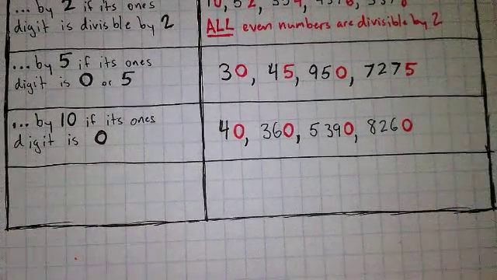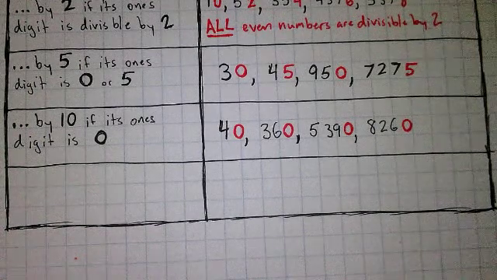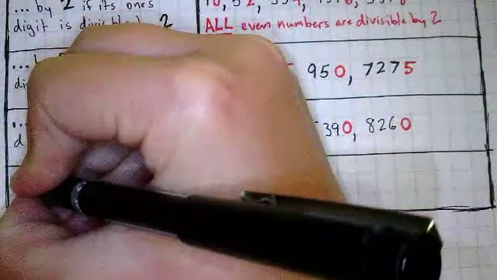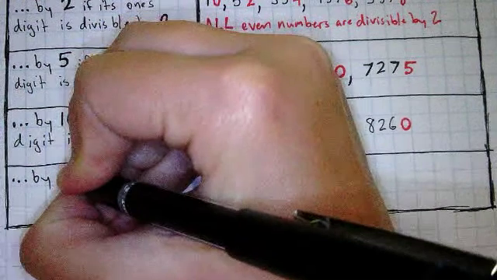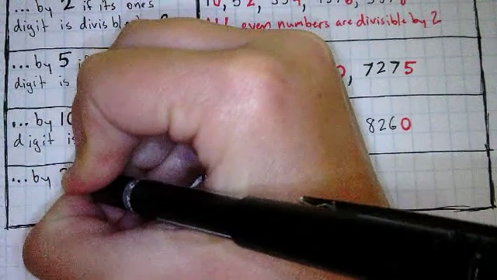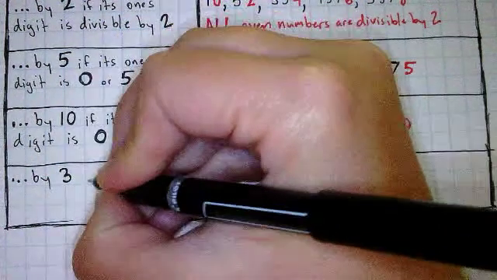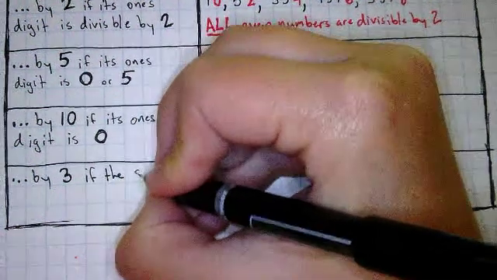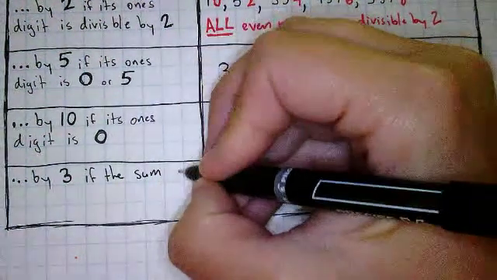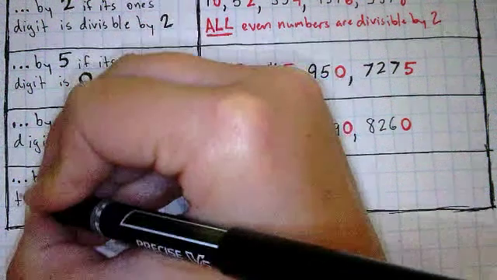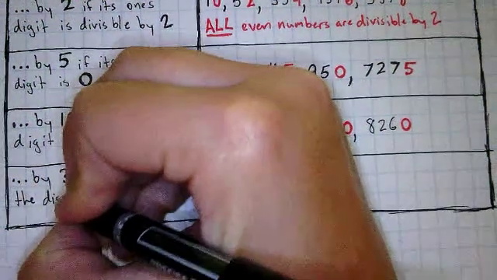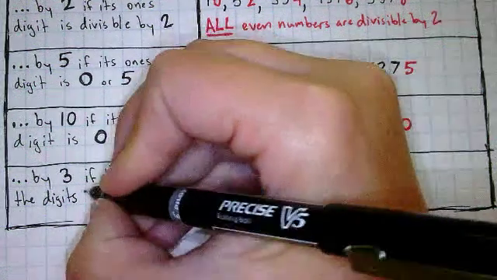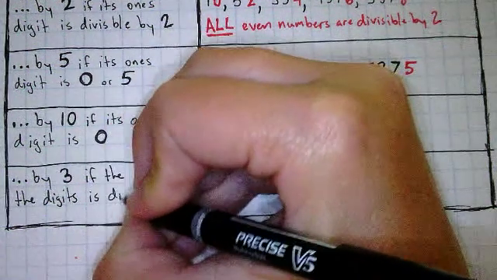So lock in with me, okay? Make sure that you are with me on this one. A number is divisible by 3 if, stop reading from the book. Don't get ahead of me. If the sum of the digits is divisible by 3.